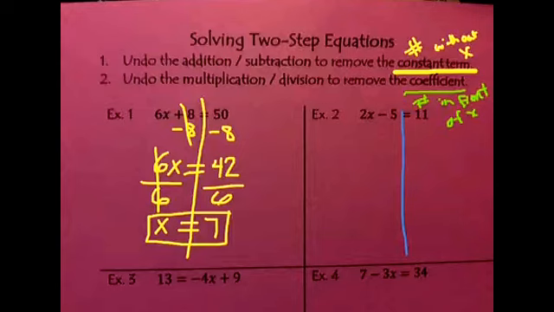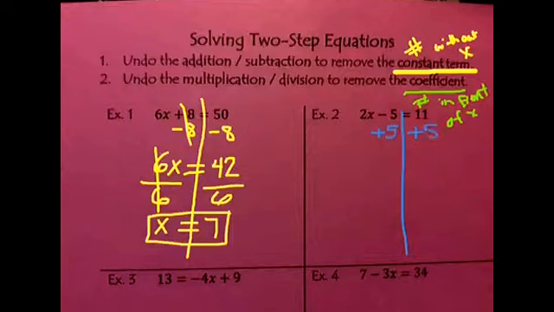So even though it doesn't look like a negative sign, I still can consider that a negative 5. Subtracting 5 and having a negative 5 are the same thing. So subtract 5, the inverse will be to add 5. So I'm going to add 5 right underneath it, and then I'm going to add 5 on the other side of the equal sign also.